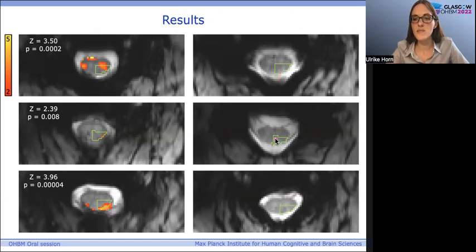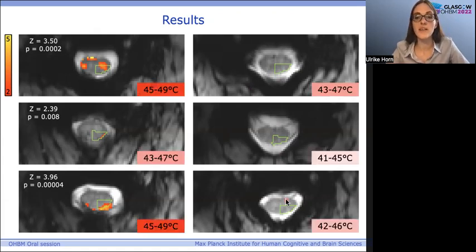In the other 3 participants, we were not able to see such responses, although their data quality, including temporal signal-to-noise ratio, is comparable to that of the responsive participants. Interestingly, we noticed that for these participants, the individually calibrated temperatures were somewhat lower than in the responsive participants. So that might explain these differences.